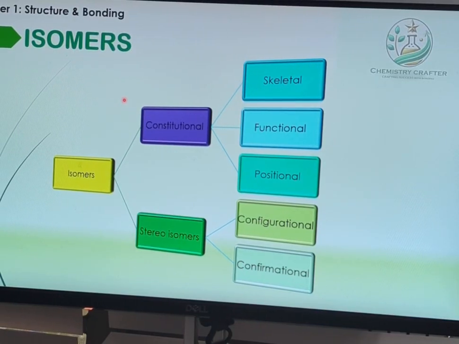Hello everyone. We are at the end of chapter 1 now. This is the last concept of chapter 1 to learn about the structures and bonding, that is isomers.